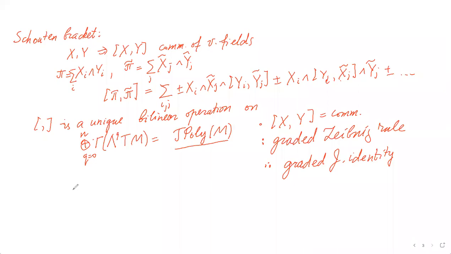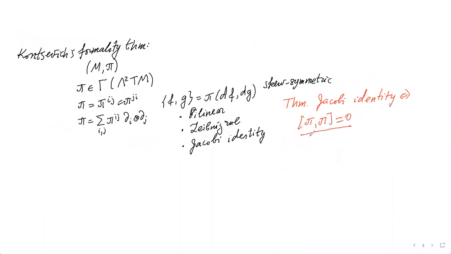But what is important about these signs is that when you take the commutator of pi and pi tilde, and you change the order of pi and pi tilde inside this Schouten bracket, what you obtain will not be minus the bracket of pi and pi tilde, it will be plus the same bracket. And therefore, the condition which I wrote here, that the bracket of pi with itself is zero, is totally non-trivial.